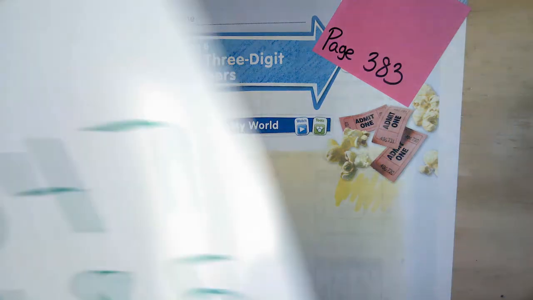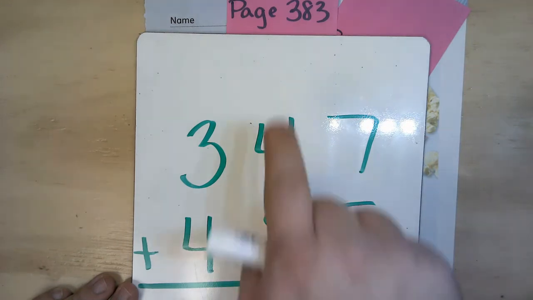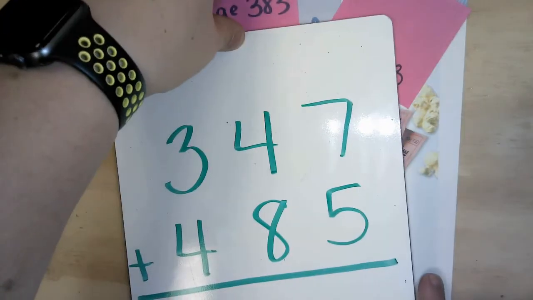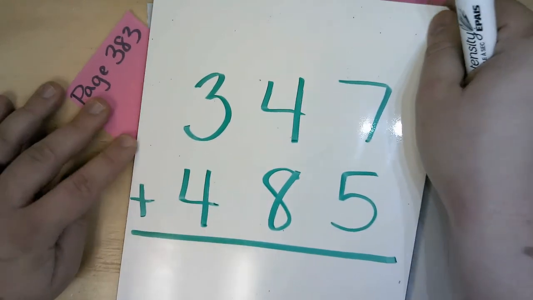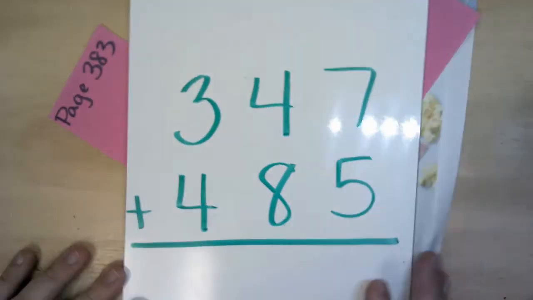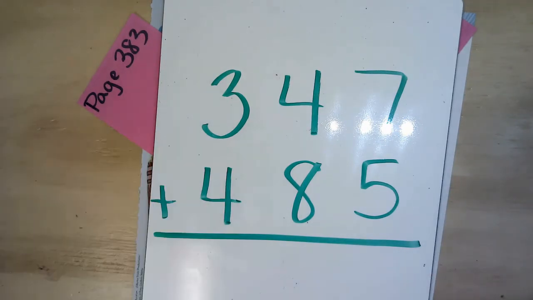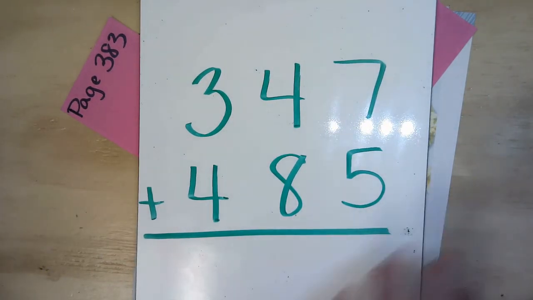I'm going to give you a math problem. I've still got page 383 at the very top because I want you to make sure that you are getting to page 383 as we're working today, all right? Now, we are going to be solving a problem that's going to require us to regroup, and it's going to require us to go place value by place value. So my problem for today is 347 plus 485.